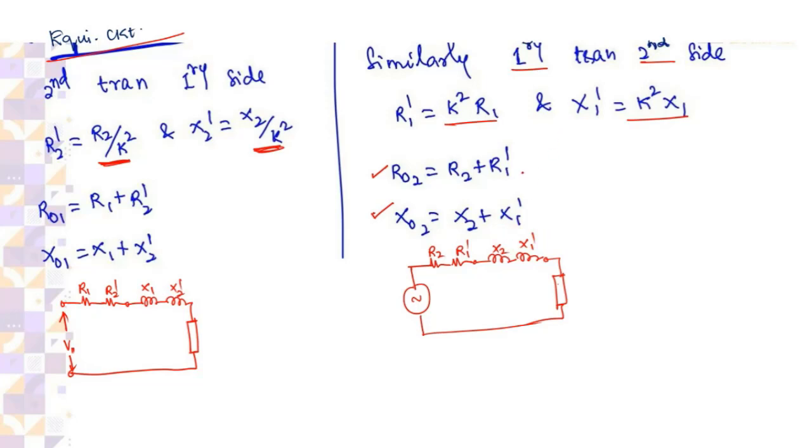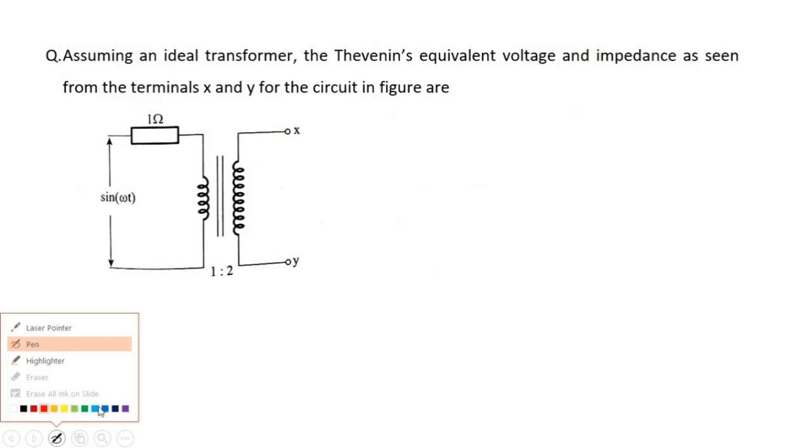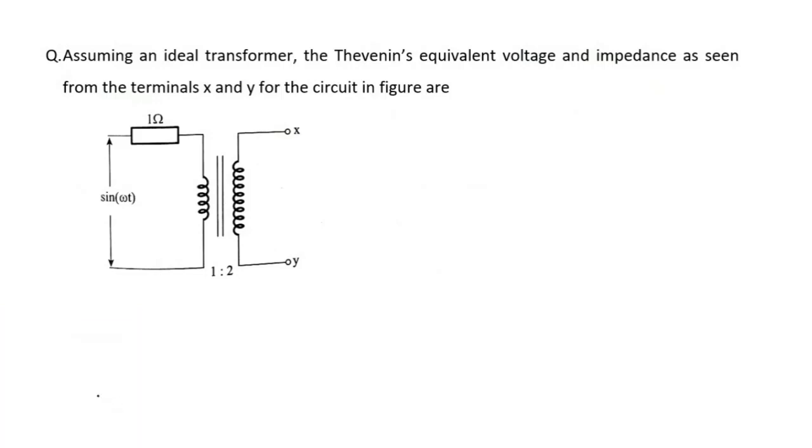Right. Based on this, sometimes they'll ask a question. And you see here, there is a simple question which was asked in a previous GATE examination. He's assuming an ideal transformer and is asking for the Thevenin's equivalent voltage and impedance seen from the terminals X and Y. So these are the terminals X and Y, and you need to calculate Thevenin's voltage and Thevenin's impedance.